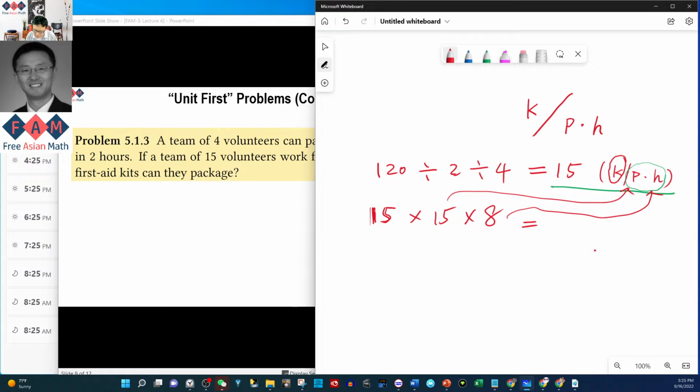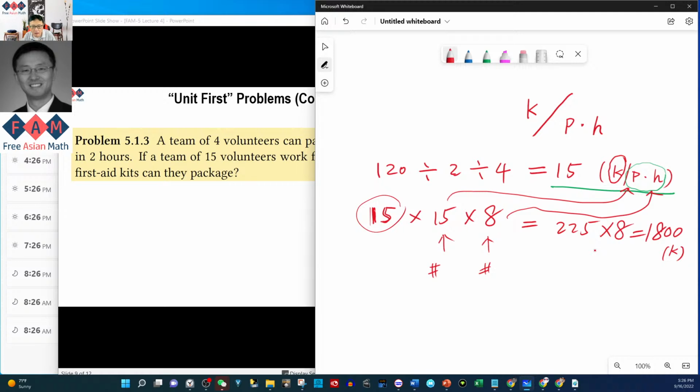So this is 15 times 15 times 8. This represents the number of people, and this represents the number of hours all those people work together. And this is the unit, that productivity, a unit quantity, 15 kits per person per hour. And this finally will give you 15 times 15, that's 225, times 8. You can do some mental math. You break down 8 into 4 times 2. 4 times 225, that's 900. So this will give you 1800. And don't forget, you want to write down the unit as kits. So the answer is that 15 volunteers in 8 hours can package 1,800 first aid kits.